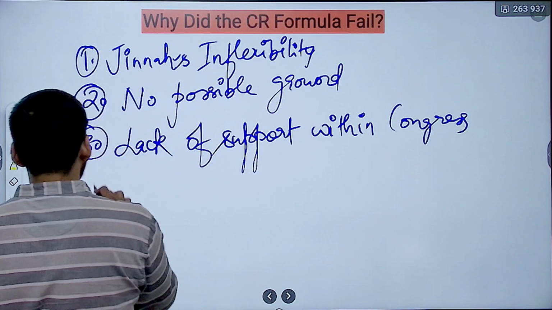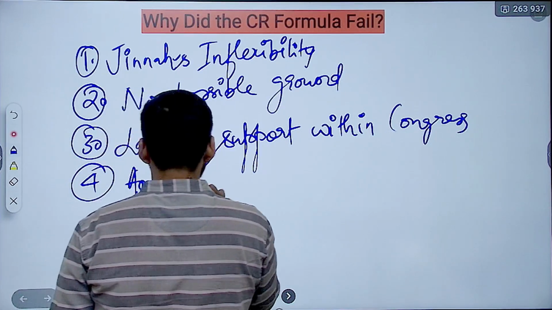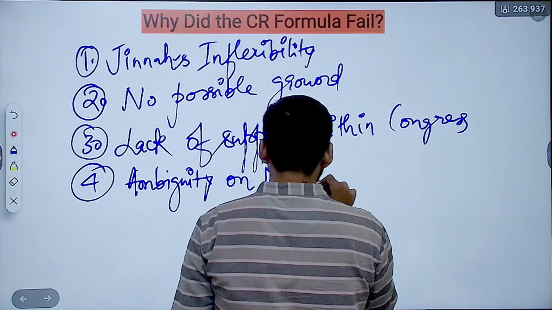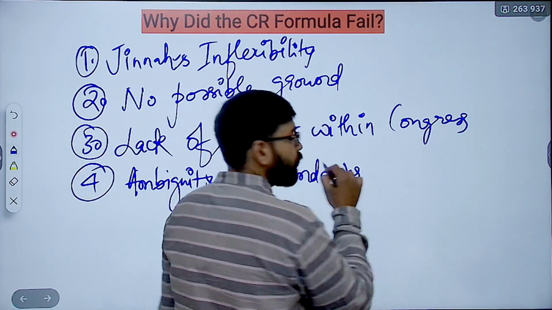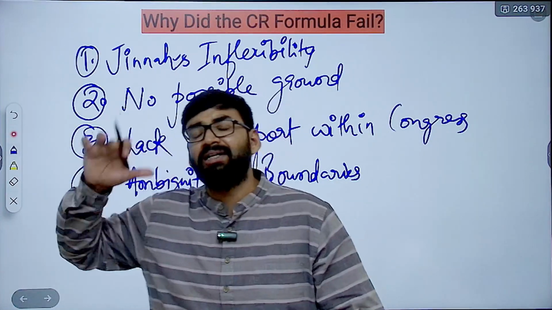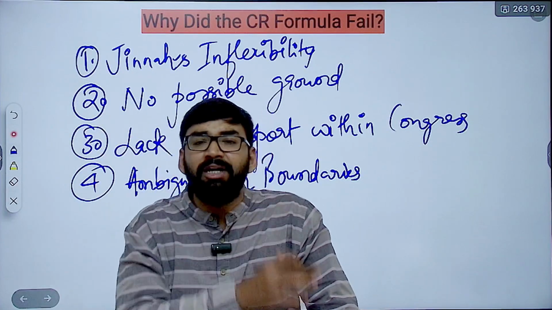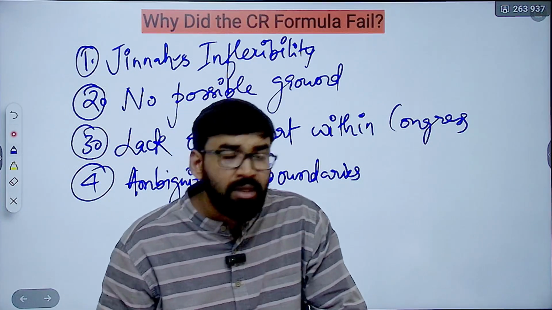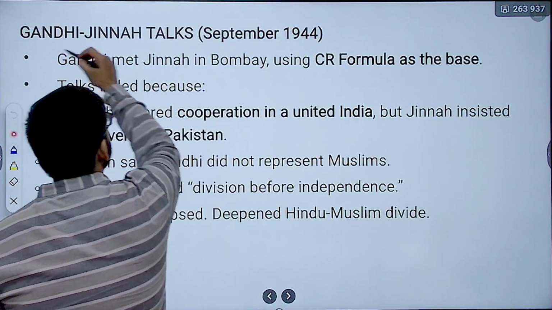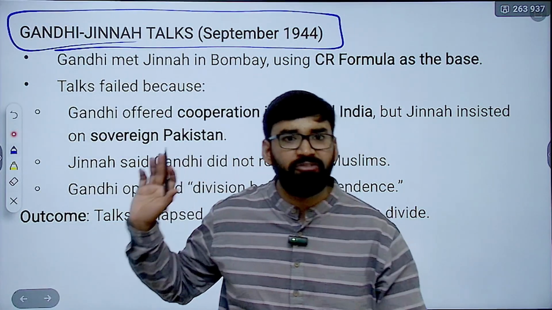Then, fourth reason, ambiguity on boundaries. How? It was unclear what exactly constituted the Muslim majority areas and how they would be defined for the plebiscite. Based on this CR formula, Gandhi-Jinnah talks took place in September 1944. Let me tell you, it was just a failure.